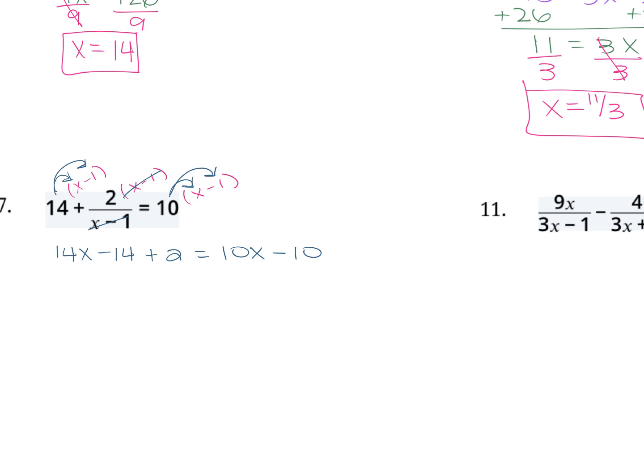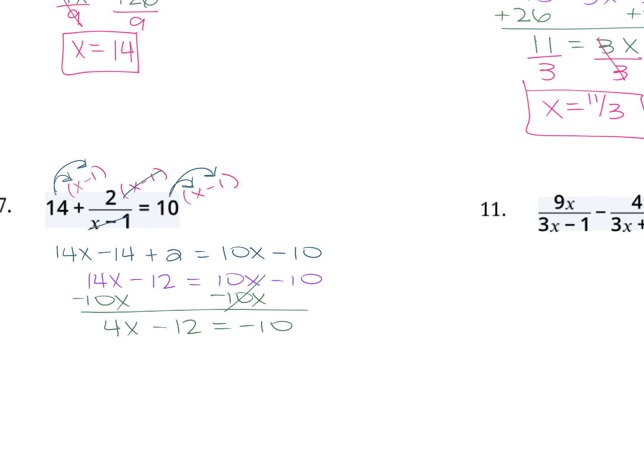From here, you can combine like terms on the left side to give yourself 14x minus 12 is equal to 10x minus 10. I want to move my 10x over, so I'm going to subtract it from both sides to give me a positive x value. So that's going to be 4x minus 12 is equal to negative 10. From here, we add the 12 over. That's going to give us 4x is equal to 2. Divide each side by the 4, and you have that x is equal to 1/2.